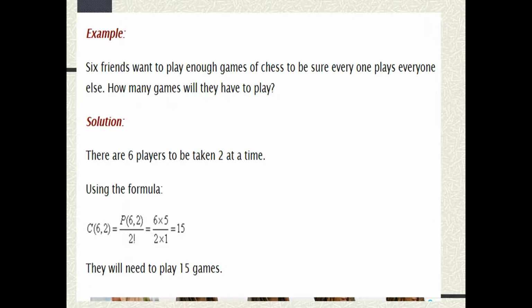You see, there are 6 players and we have to choose 2 at a time. So how many total possible ways? Once again, order doesn't matter, because friend 1 versus friend 2 is considered same as friend 2 versus friend 1. So we apply the formula of combination 6C2, which comes out to be 15. So they'll need to play 15 games to ensure that each player has played against the remaining other players.